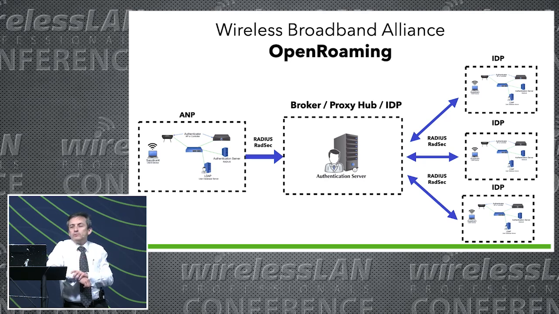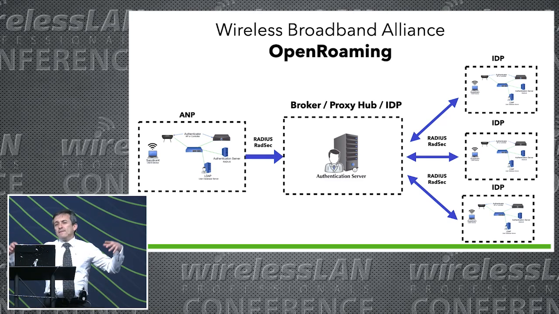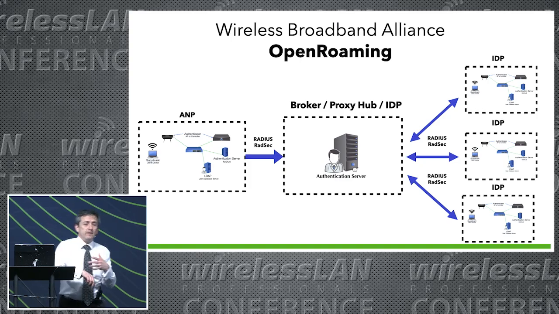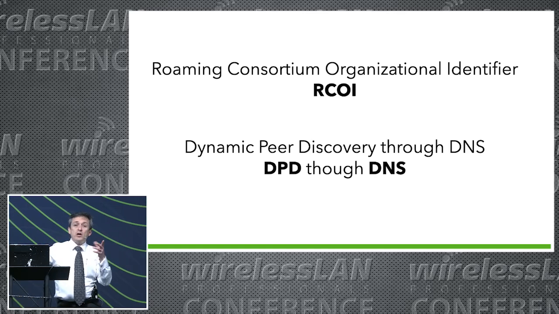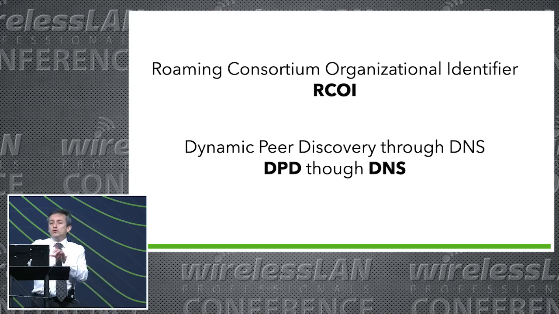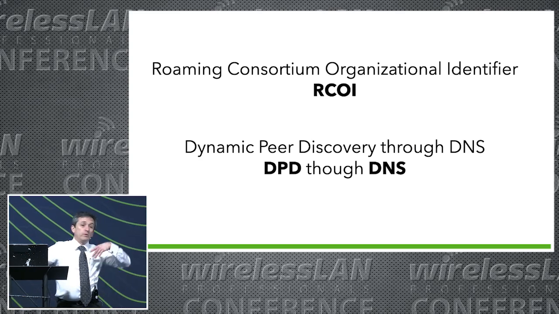So wouldn't it be nice if we can do the same thing, but just authenticate networks against networks, and then people will become members of this consortium, this federation, and then they're going to have ways to identify themselves in the federation with the RCOIs. Those are the roaming consortium organizational identifiers. It's just a MAC address, okay? They get that from the IEEE. They just get another MAC address that identifies them uniquely worldwide. And using dynamic peer discovery through DNS, they will find their way to wherever they are.